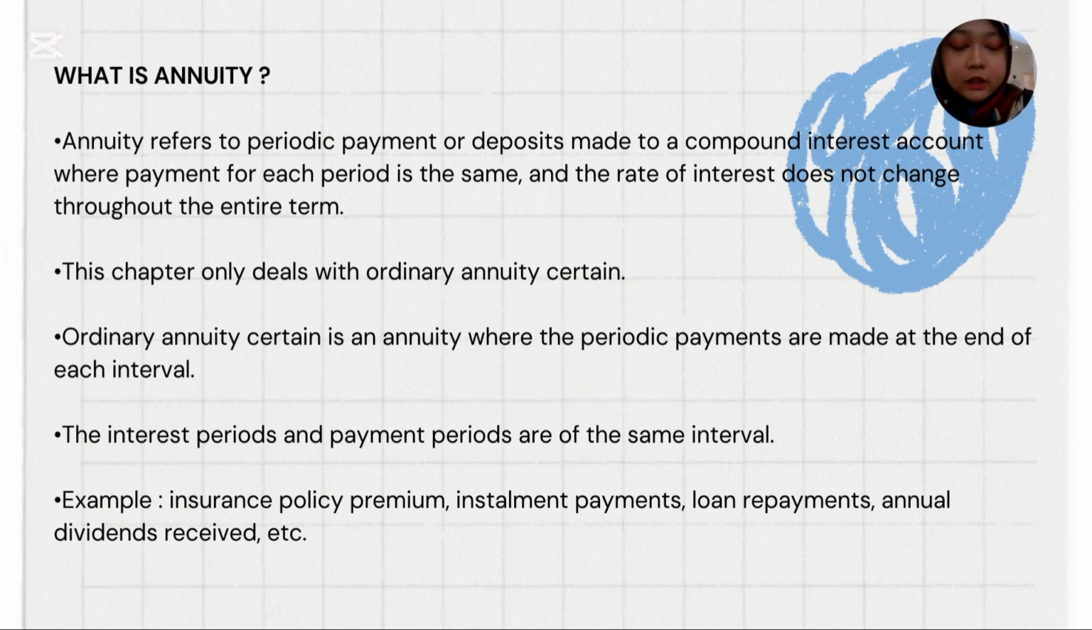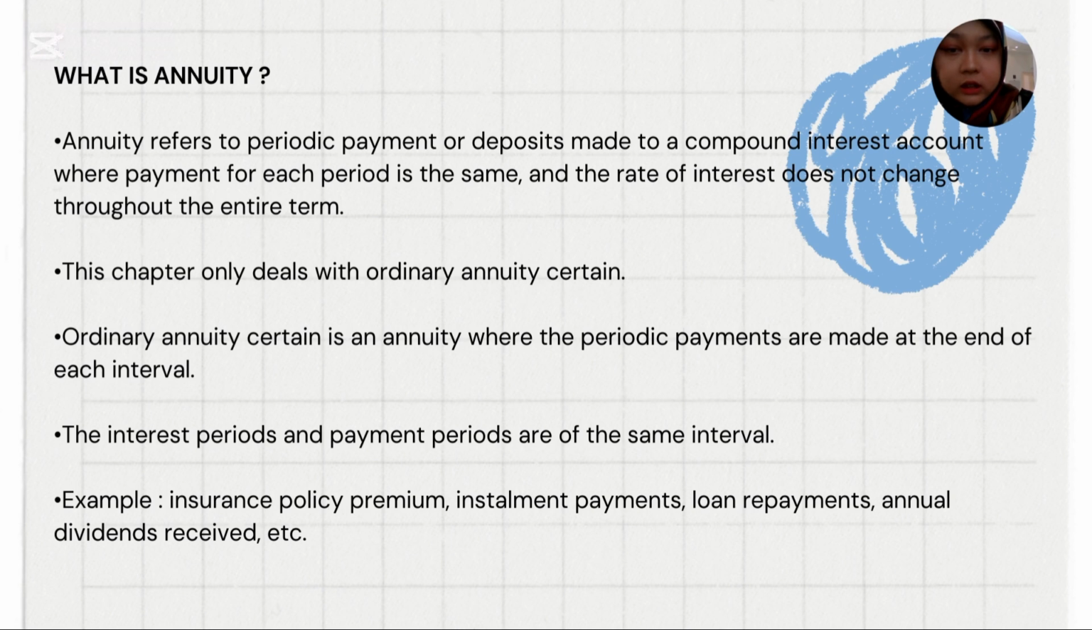Okay, for chapter 4, it is annuity. What is annuity? Annuity is a periodic payment or deposit made to a compound interest account where the payment for each period is the same. The rate of interest does not change throughout the entire term. This chapter only deals with ordinary annuity certain.